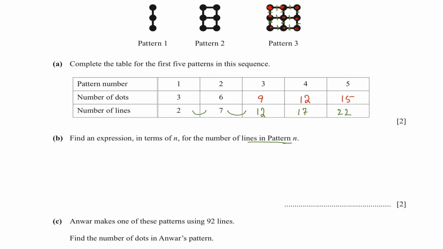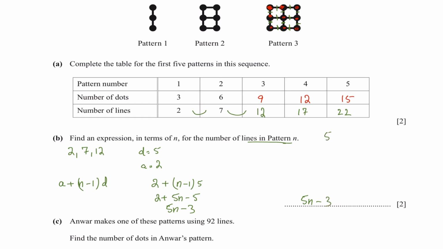Okay, so we have 2, 7 and 12. We can see that the common difference is 5 and the first term is 2. So we can do this by a plus n minus 1 times d. So this is going to be 2 plus n minus 1 times 5. So 2 plus 5n minus 5, and this is going to become 5n minus 3.